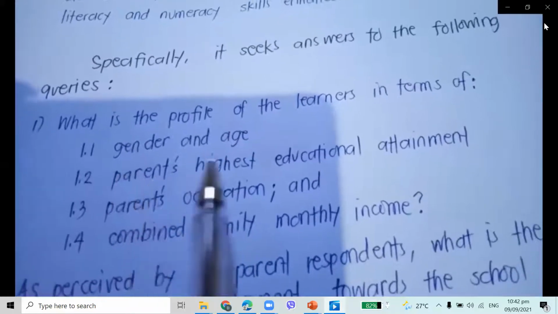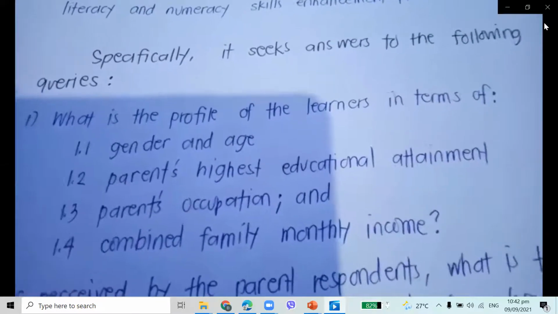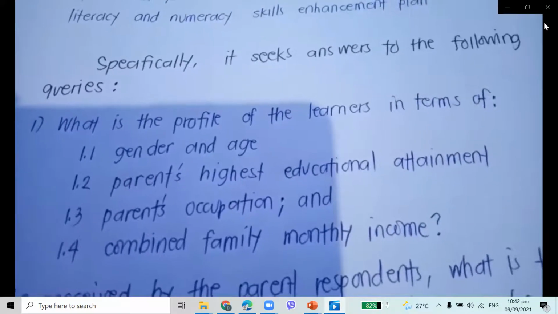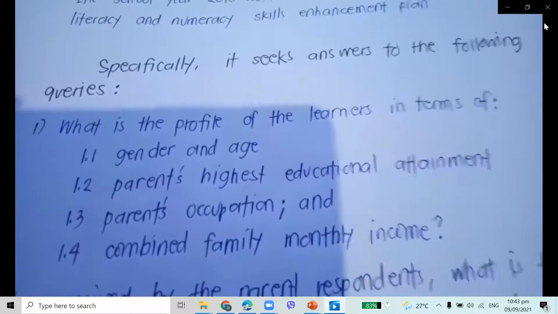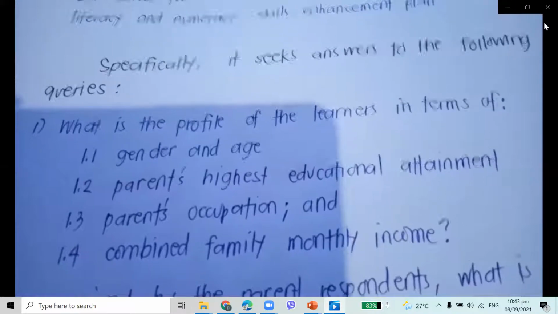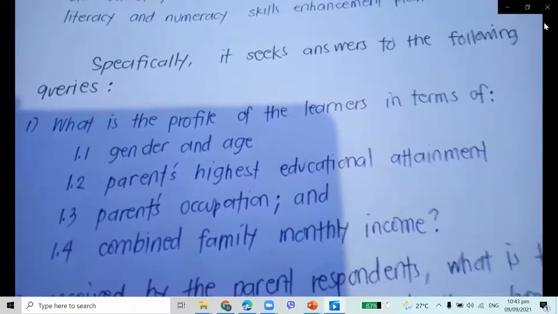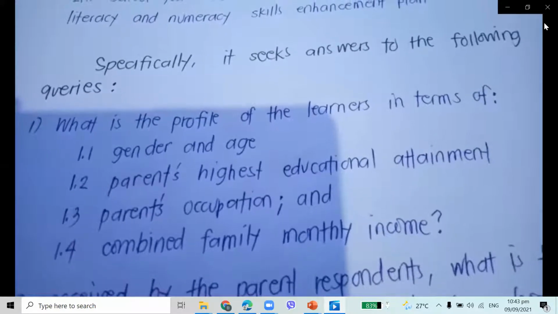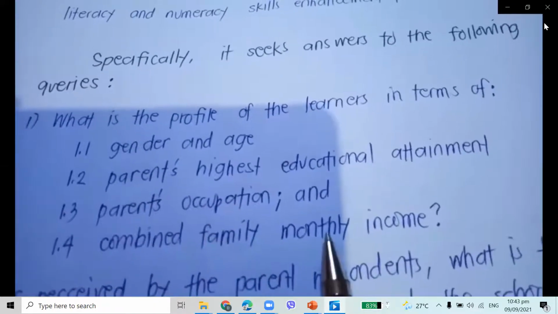Second, the parents' highest educational attainment. If the parents are highly educated, would that necessarily mean that they would devote their time and have high involvement towards the literacy skills and numeracy skills of the students? On the other hand, if the parents are not highly educated, would that also necessarily mean that they will not have that much time to devote towards the literacy and numeracy skills of their kids? And also we have the parents' occupation and combined family monthly income.